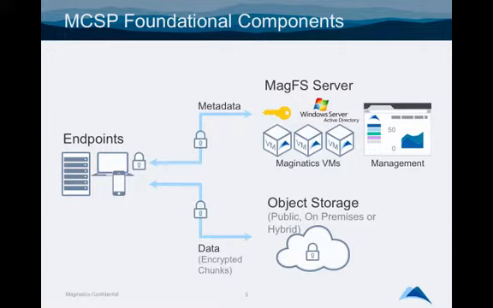And what we've done here is taken all the intelligence that resides today on gateway appliances and pushed that to our endpoints. So our endpoints do all the WAN optimization, inline deduplication, compression, prefetching, multi-layer adaptive caching, compounded operations. So in summary, three components to the Maginatics Cloud Storage Platform. That's the object store, the MagFS server, and the Maginatics endpoints.